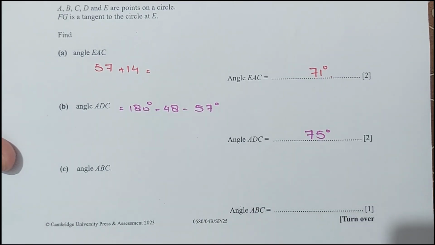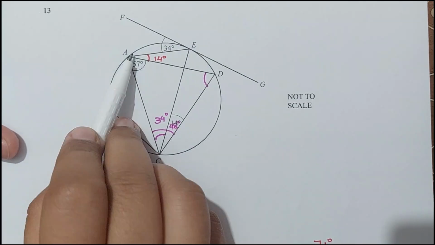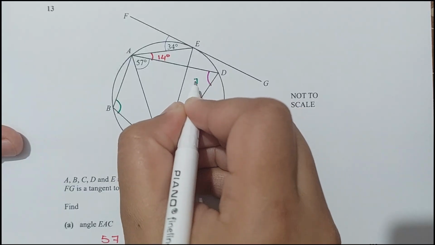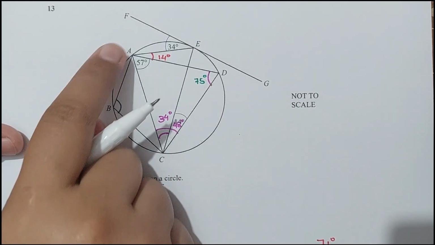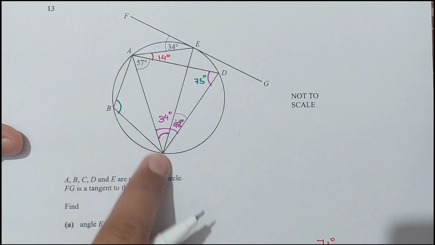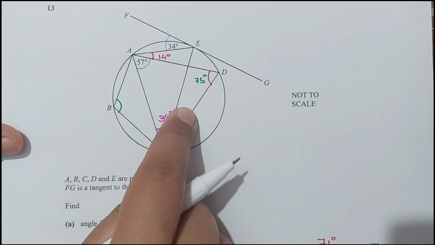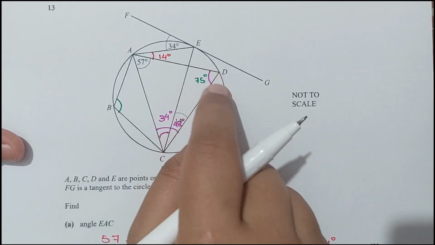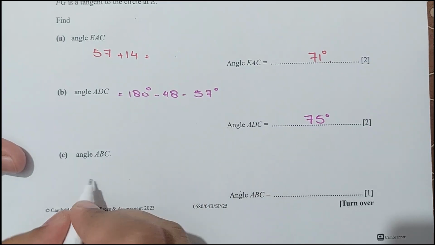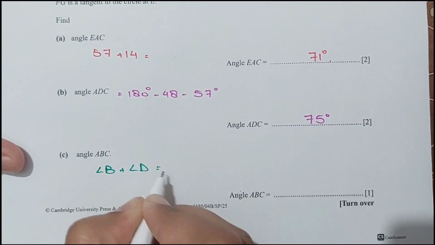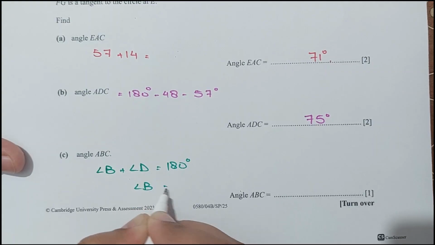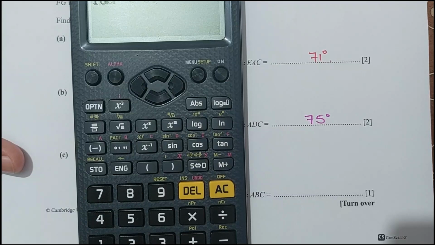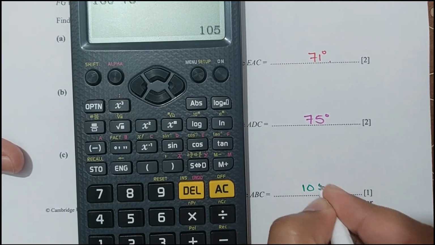Now for part C, angle ABC. Where are A, B and C? This angle B we have to work on. That angle D is 75, which we have done. As you consider A, B, C and D, this is a cyclic quadrilateral, a quadrilateral inside a circle, and we know that the opposite angles of a cyclic quadrilateral add up to 180. Angle D and angle B add up to 180. So angle B plus angle D should equal 180. So angle B is 180 minus the angle D, which is 75 degrees. So 180 take away 75, this is 105 degrees.